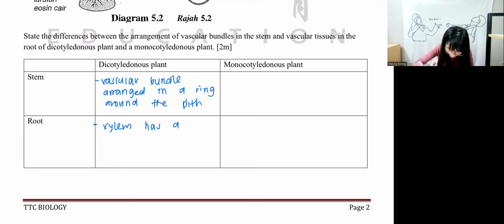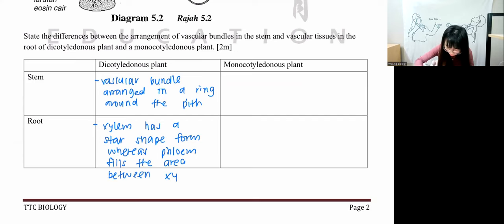Xylem has a star-shaped form, whereas phloem fills the area between xylem. Fills means that they fill in the blanks. Because it's a cross, right? We have space over here, right? They fill in the blanks. It's called fills the area.